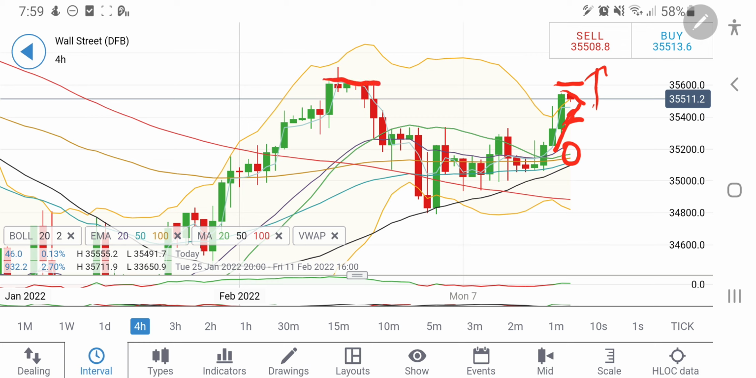There is a stronger resistance available at 35,600. Breaking 35,600, definitely it will fly towards the upside. Take your positions accordingly.